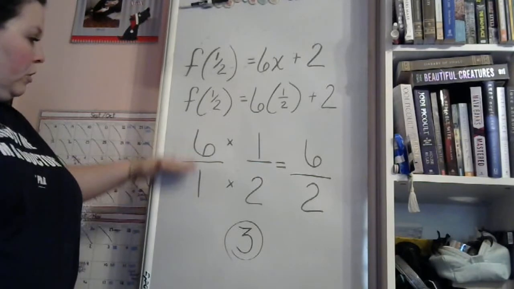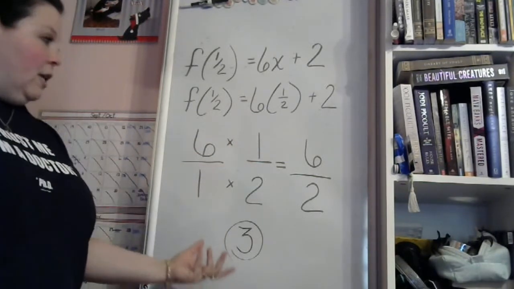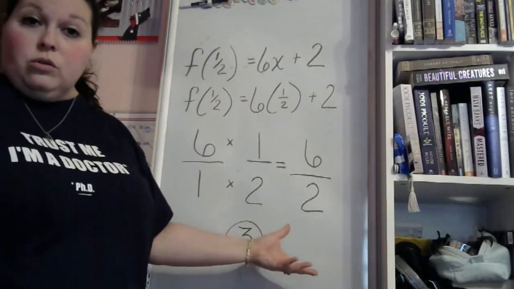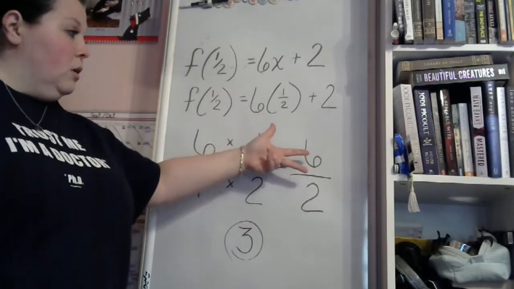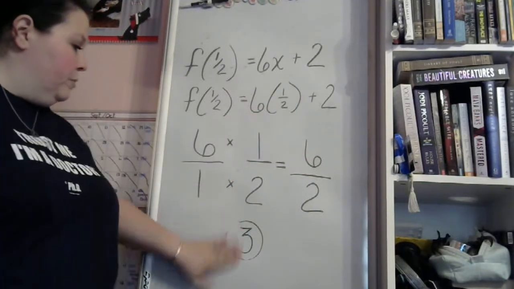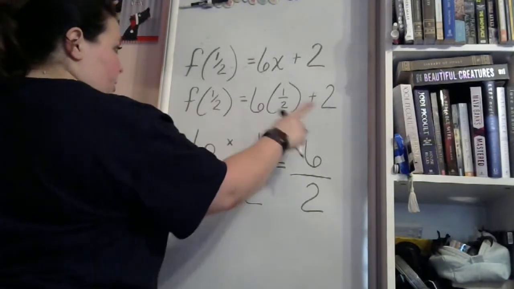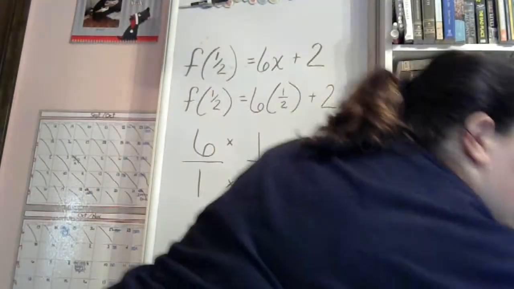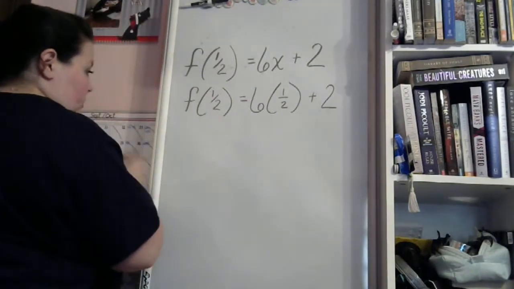You put the whole number over 1, you multiply it by a fraction, and then you either reduce, so you might end up with another fraction, that's okay. If this was flipped, then the answer would be 1/2 plus 2. So now I can finish the rest of this problem because I know the answer is 3. Or at least 6 times 1/2 is 3.